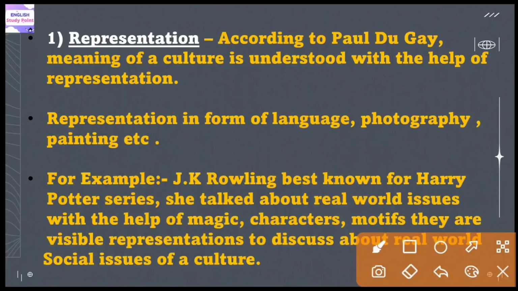According to Paul du Gay, meaning of a culture is understood with the help of representation.